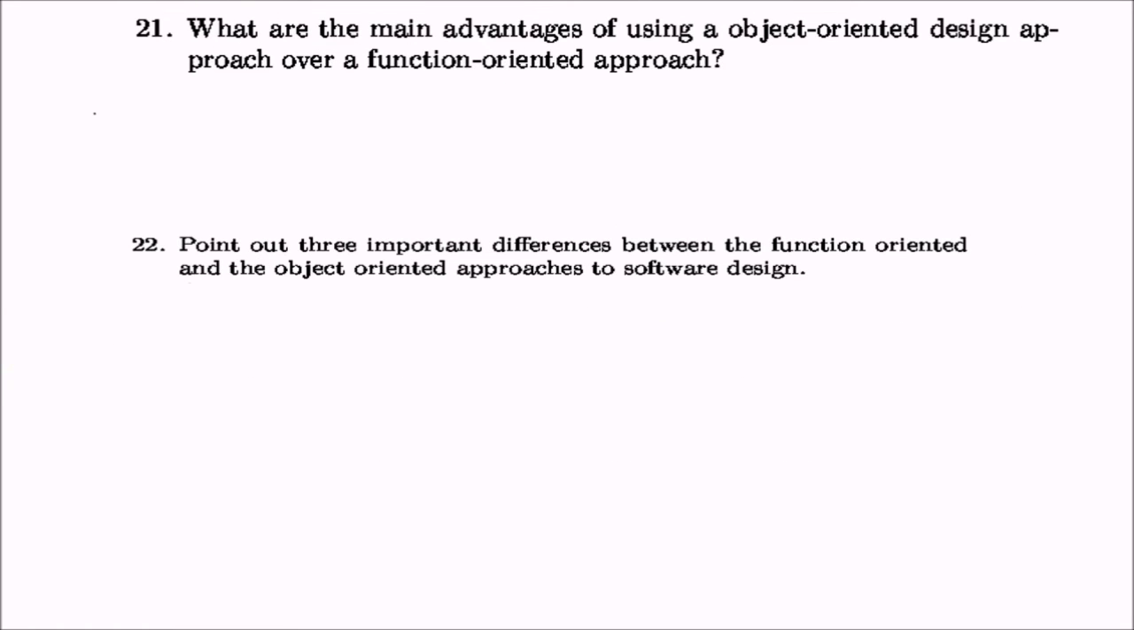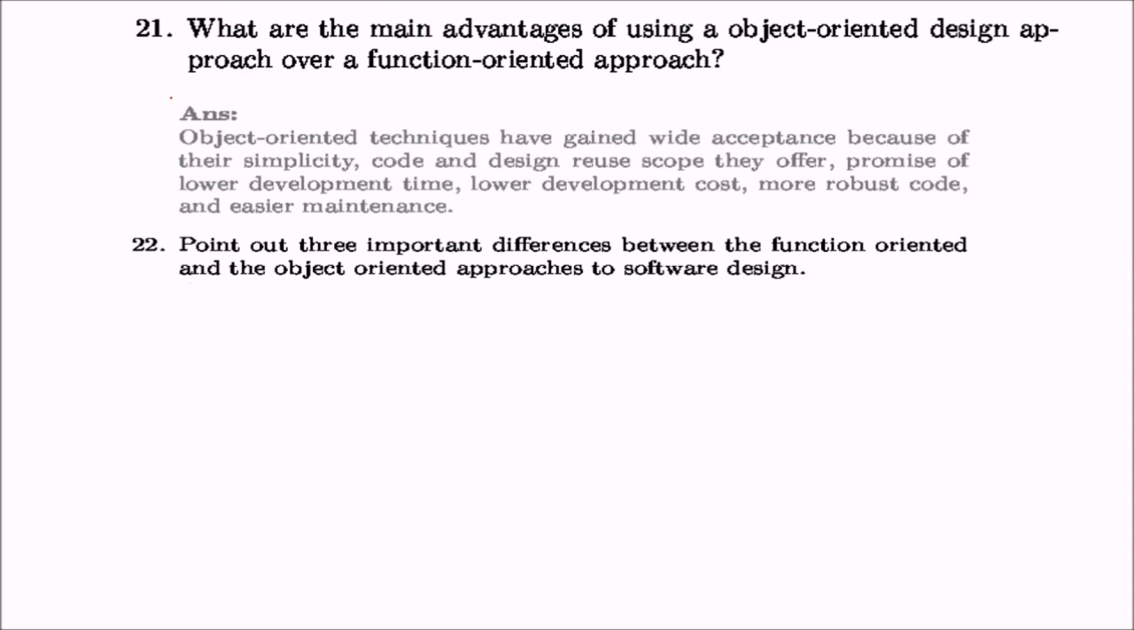Question 21 is what are the main advantages of using the object-oriented design approach over a function-oriented approach? There are various options and advantages. We have seen this answer already, but we'll go through it again. First of all, object-oriented techniques give simple code that you can reuse, they are more robust, they offer low development time and low development cost, and they are maintainable and amenable to change.